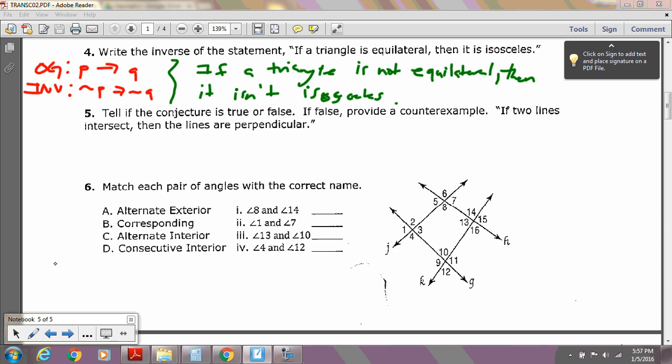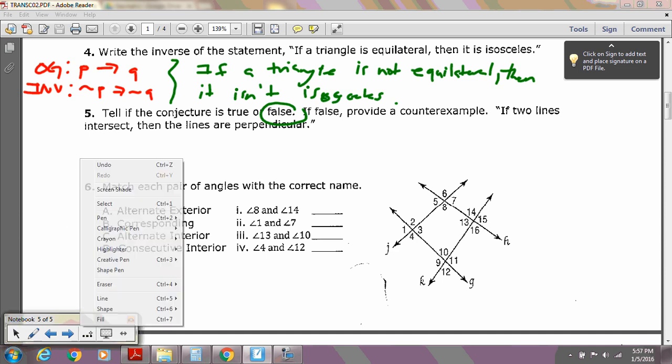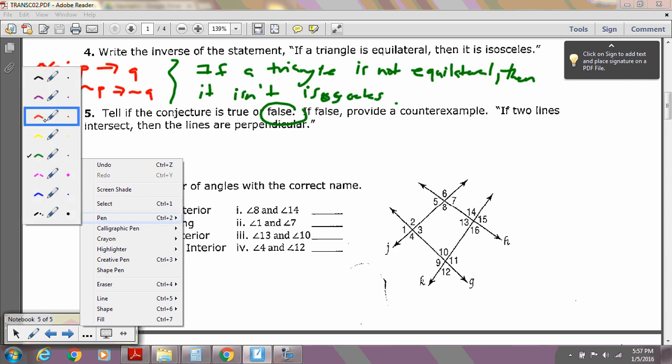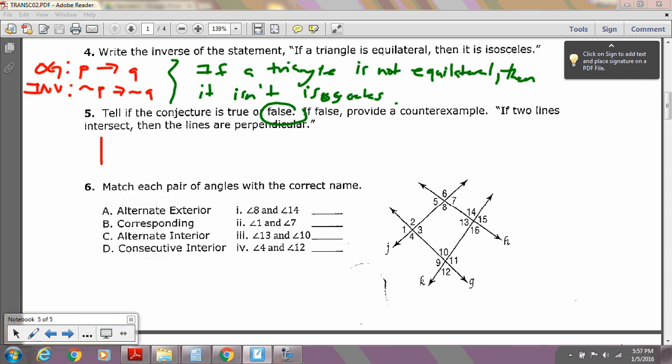Number 5, tell if the conjecture is true or false. If false, provide a counterexample. If two lines intersect, then the lines are perpendicular. The conjecture is false because in order to be perpendicular, you would have to intersect and form a right angle. That's the definition of perpendicular. It intersects and forms 4 right angles.